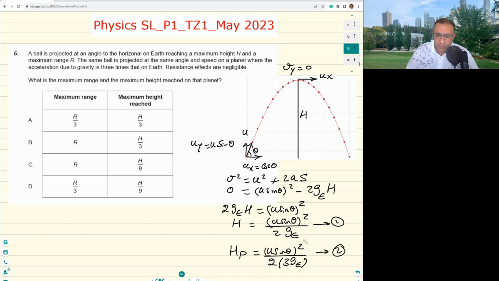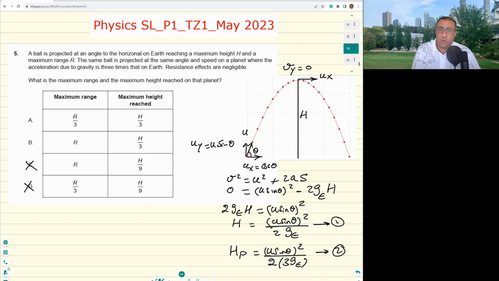Now, if you compare equation 1 with equation 2, you see this whole term is divided by 3. So that means we are in between A and B, and I can cross off answers C and D.